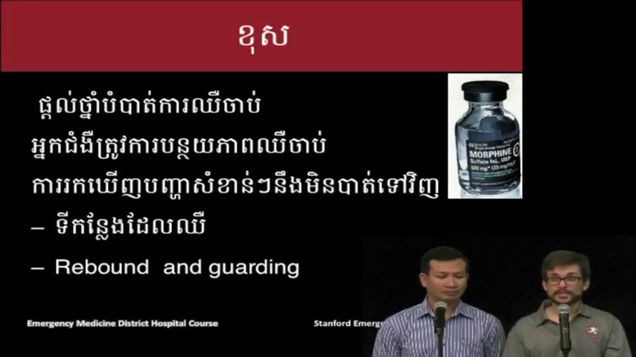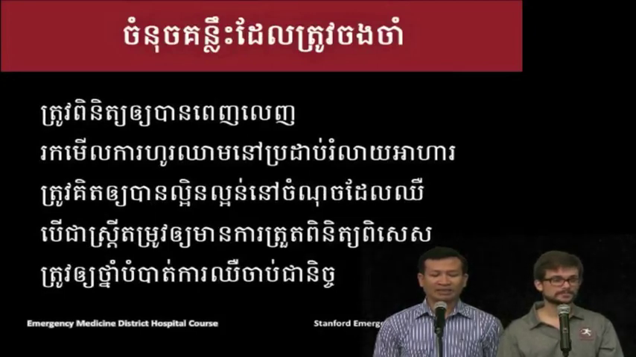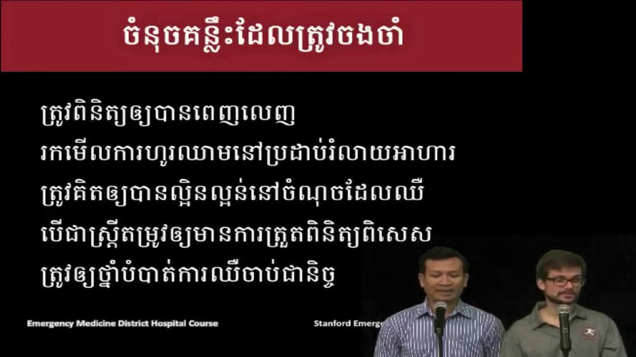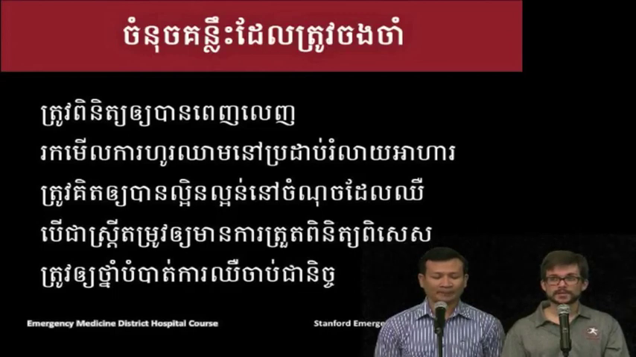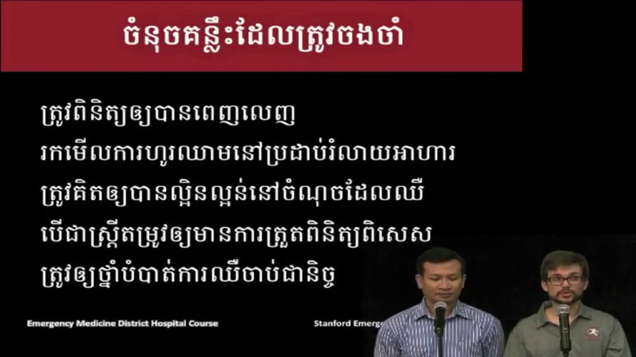So let's review the key points from today's lecture. Do the full abdominal exam on your patients. Look for GI bleed. A GI bleed is one of the most dangerous causes of abdominal pain. That means you should do a rectal exam on all of your patients with abdominal pain.